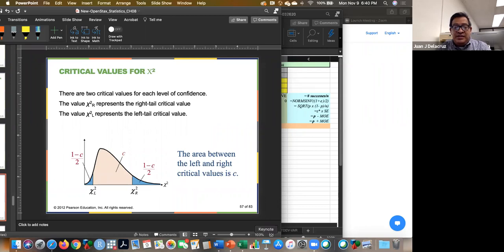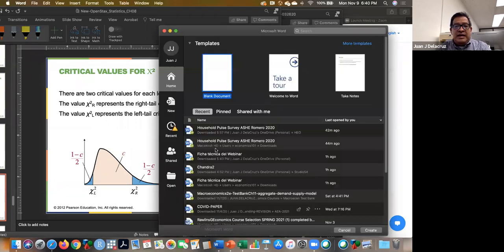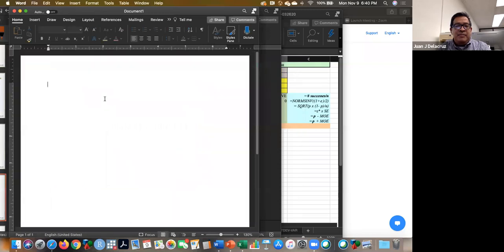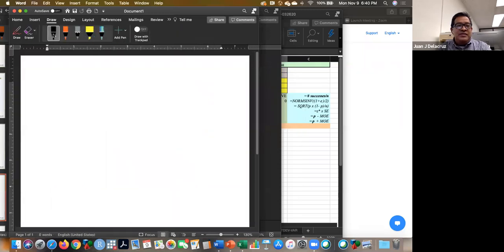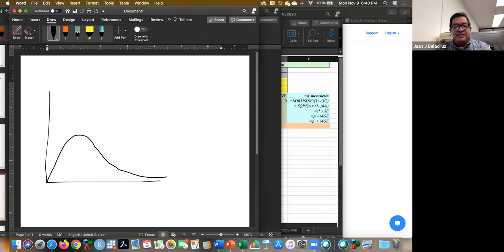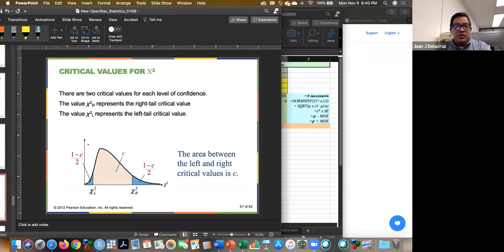We have a chi-square distribution. Let me make a little map of this, because chi-square distributions are very interesting. So it starts from 0, increases, and then the tail is like this, right? So that's how we present the chi-square distribution. Let me go back to this. So this is what we know.